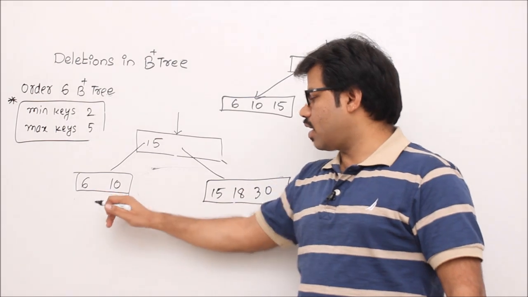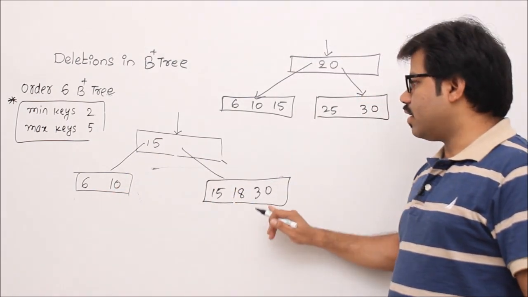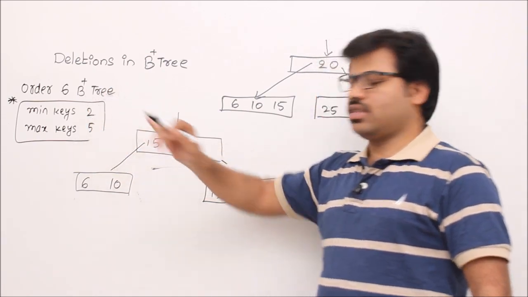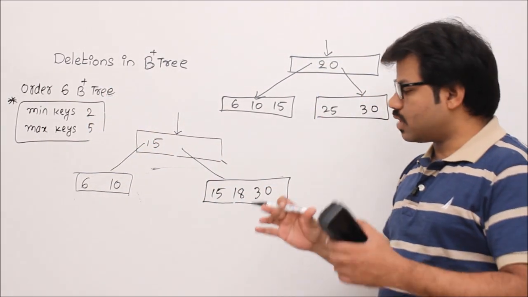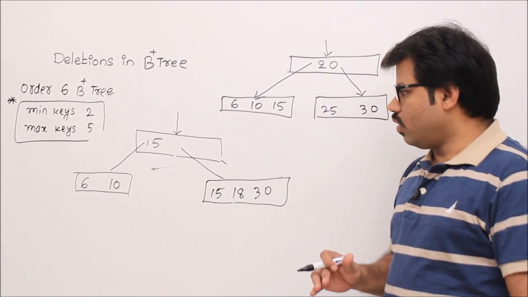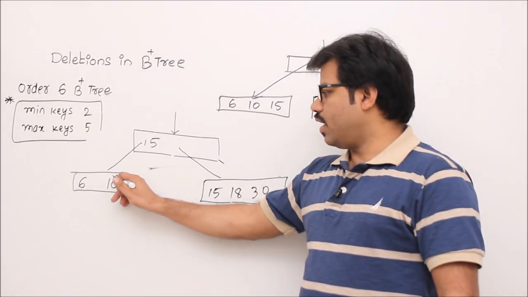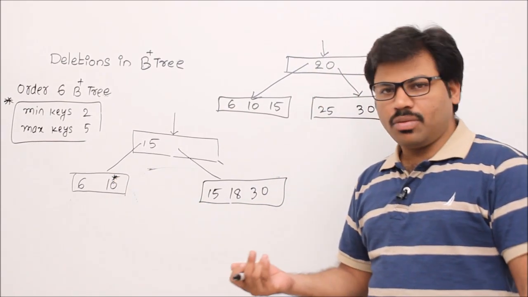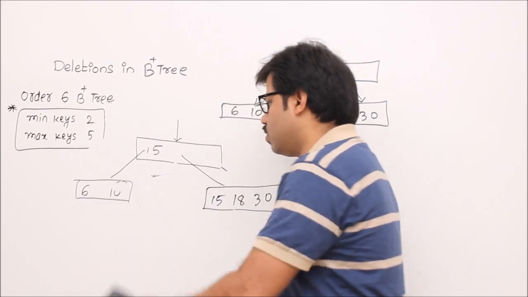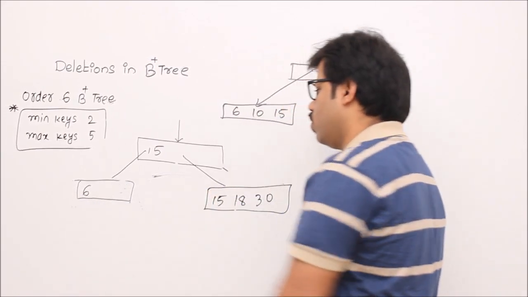See, 15's left is 6, 10, and 15's right is 15, 18, 30, and maximum keys are 5, satisfying. Minimum keys 2. Now let's continue this deletion process. Let me delete one more node. Let's say that is 10. If I delete 10, again the minimum condition will be violated. So what to do?